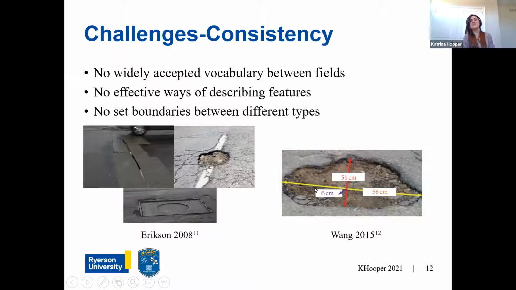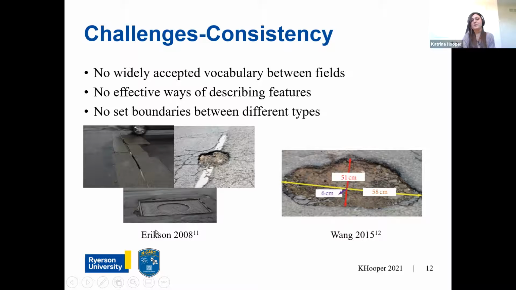Another challenge is consistency. Like I said before, there really isn't a good way to talk about negative objects, and because of that, there also isn't any shared vocabulary between fields. So for someone, a negative object could be defined with a set of features A, and for someone else, it could be defined with a set of features B. It might be completely different.